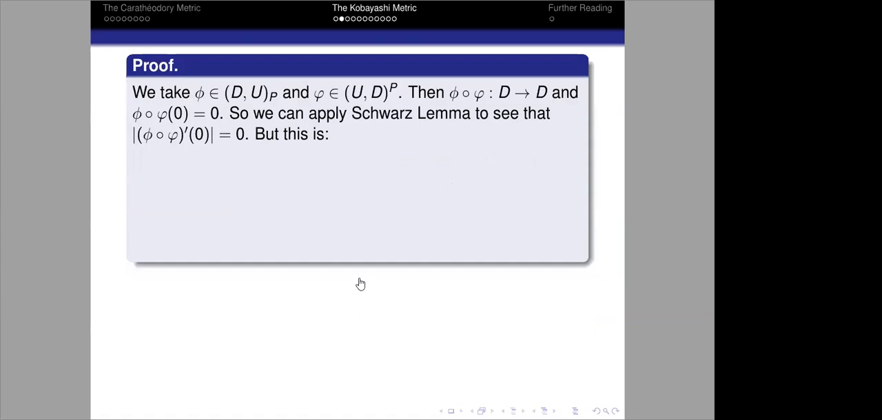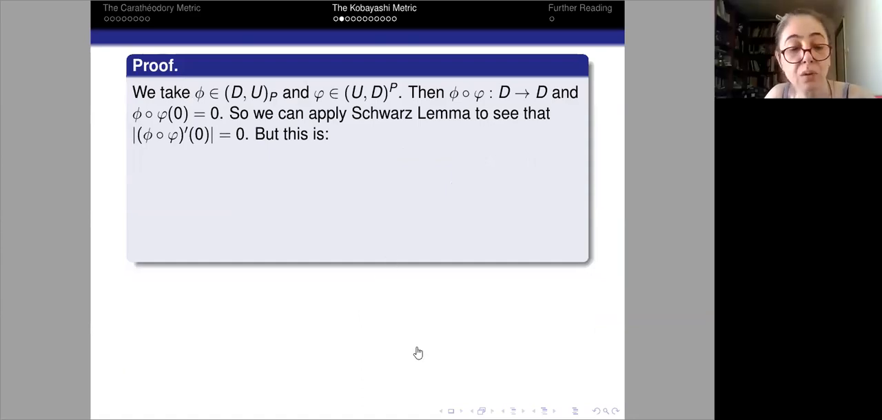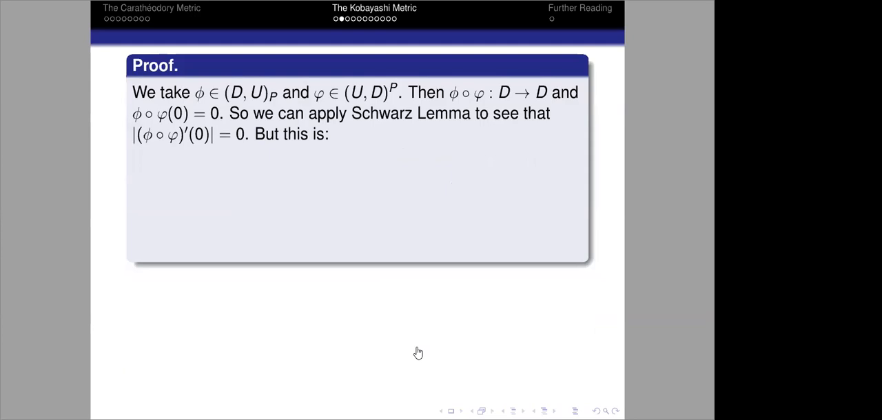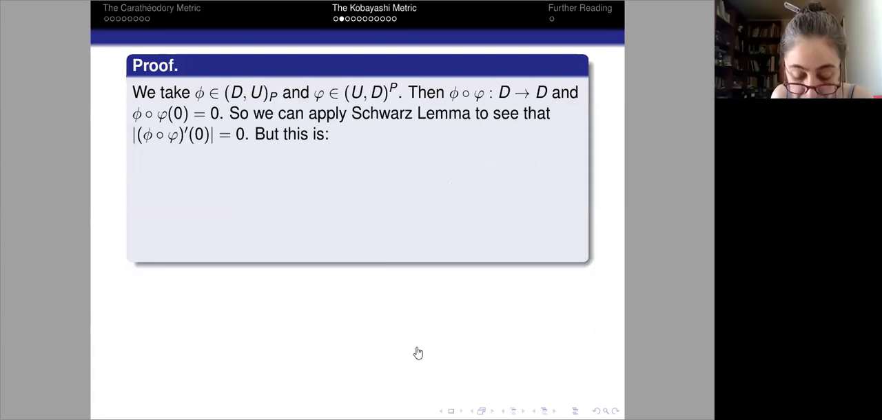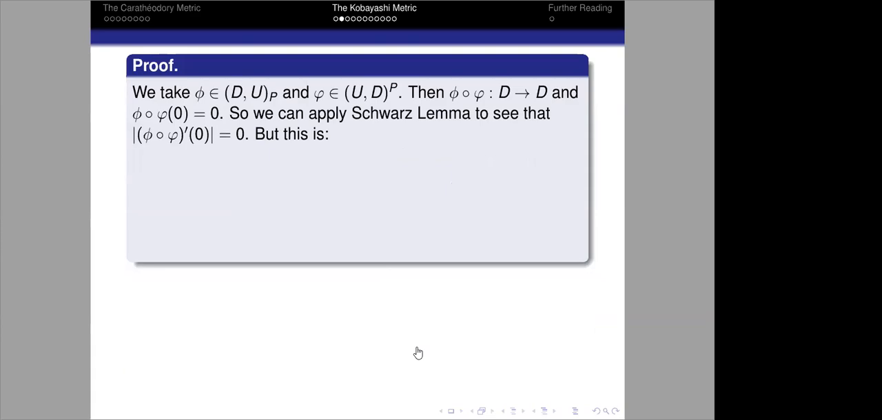There's a question in the chat. I can't see the chat box; I can't access it while I'm sharing this. Yeah, I can read it: but what if phi prime 0 is 0? Do we interpret 1 over phi prime 0 as infinity?